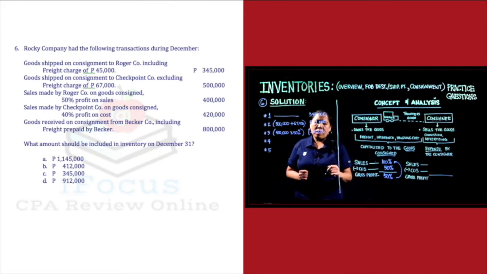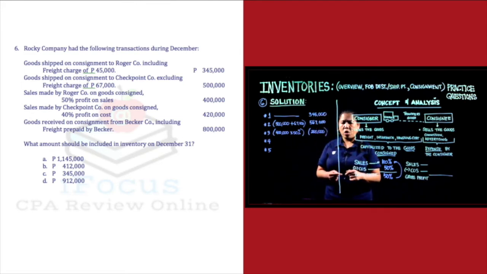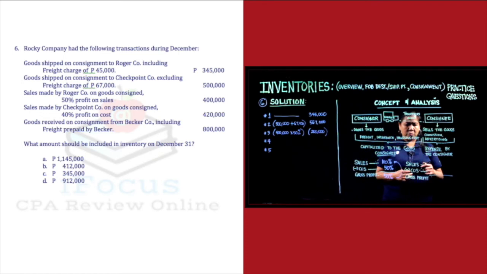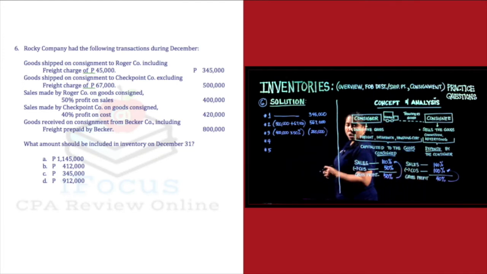Now, item number 4, sales made by Checkpoint Company on goods consigned, 40% profit on cost. Magkaiba naman ito. This time, it's 40% profit on cost. So, ang cost mo ay 100%. Kasi based siya sa cost of sales. Ang gross profit is 40%, which is based on your cost. Kung ano yung basis mo, yun ang 100%. Therefore, ang sales percentage natin is 140%. 140% minus 100% is equal to your gross profit of 40%, which is based on your 100%.